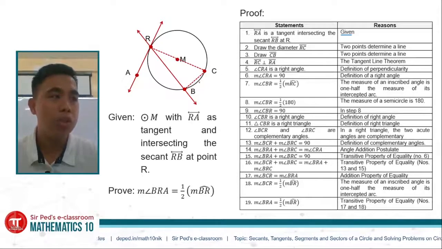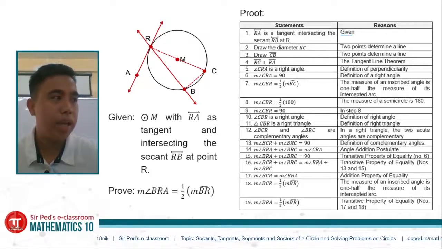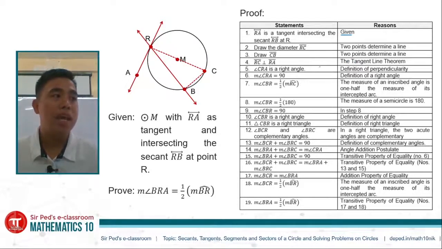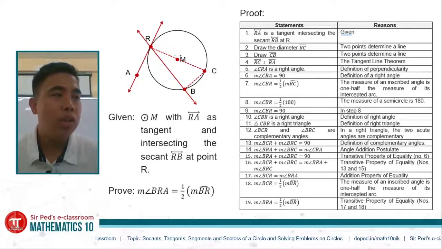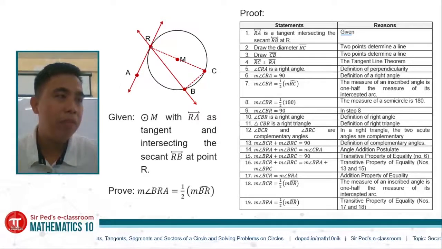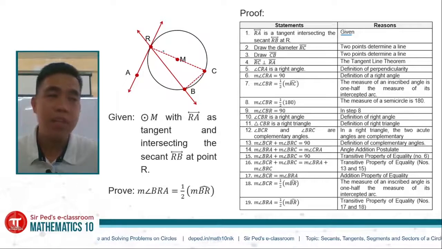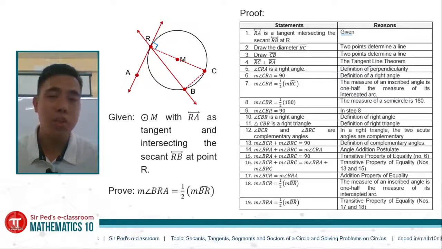Then we also draw segment CB, this portion. Again, the reason is two points determine a line. Then take note that a diameter contains a radius. If a radius intersects a tangent line, then they are perpendicular. That is the tangent line theorem.